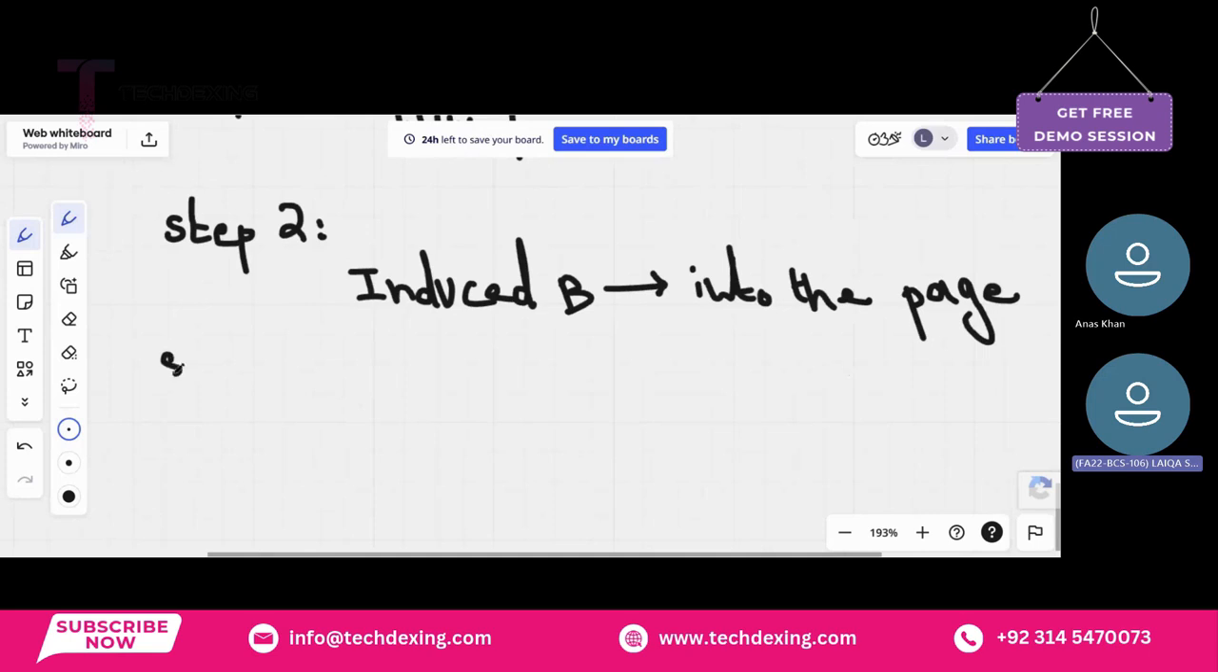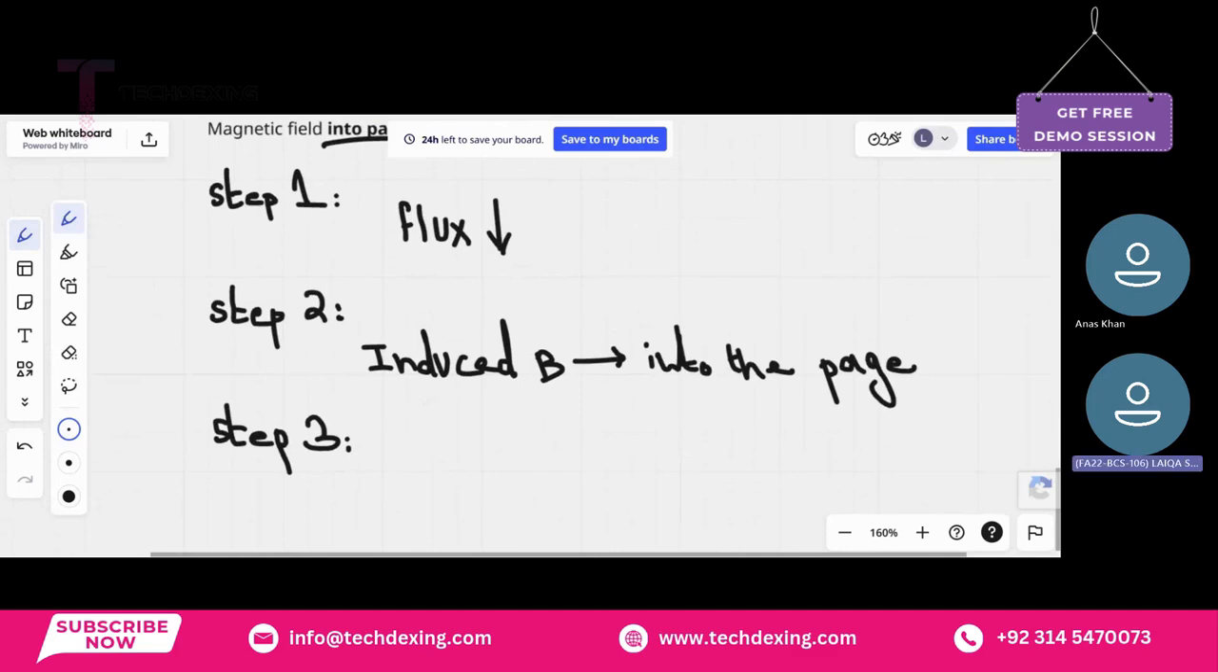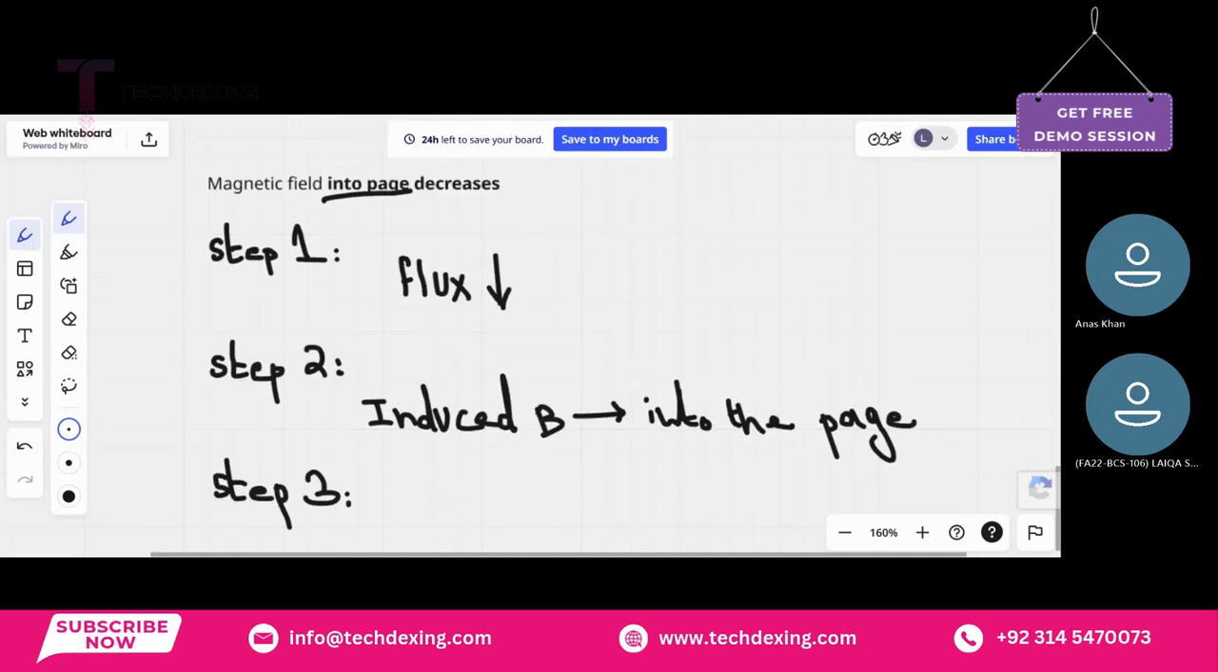Now in step 3, what would be the direction of the induced current if the induced magnetic field is into the page? Of the induced current. Okay. It would be, if it's into the page, then it's opposite, right? It would be out. No, I'm asking you about the induced current.